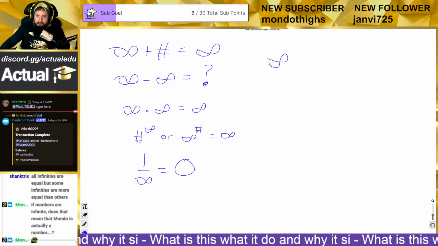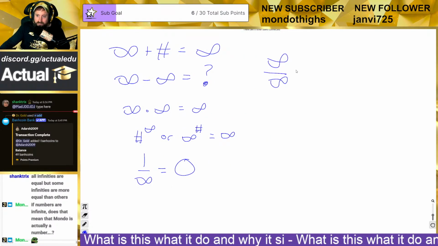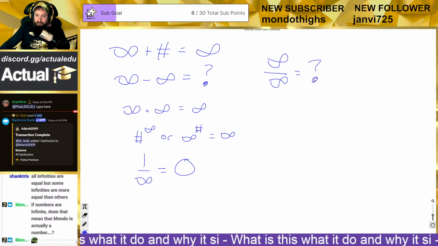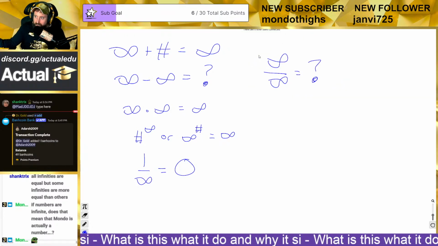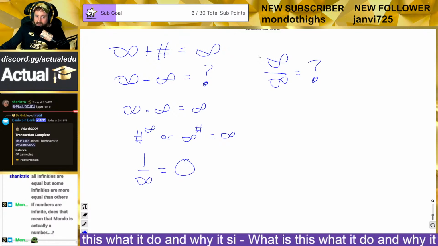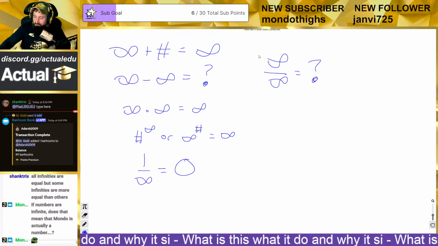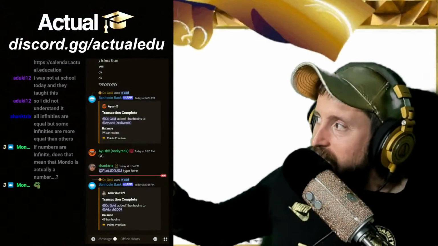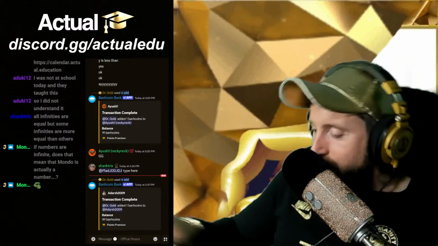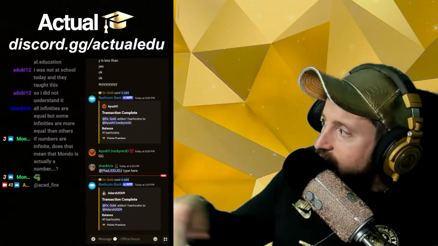Am I missing any other ones here? Oh, this is another thing. Infinity divided by infinity is also undefined. You don't know what this is. We don't know which one goes to the bigger infinity. I think these are all the infinity rules. It's like the infinity stones or something. But yeah, once you know those, trust me, that'll help you a lot in trying to do math stuff later.